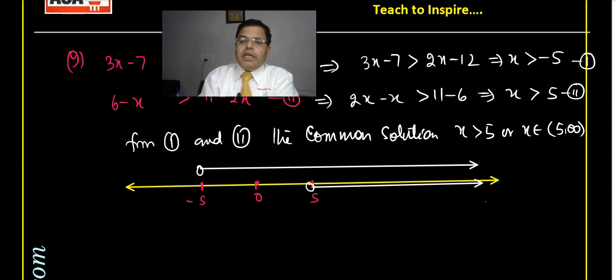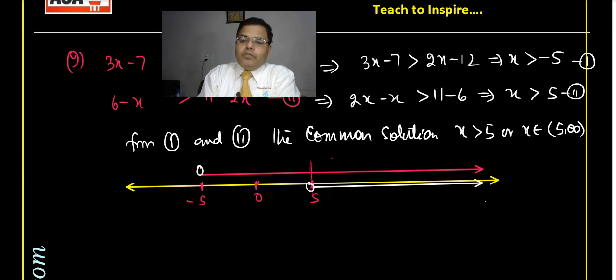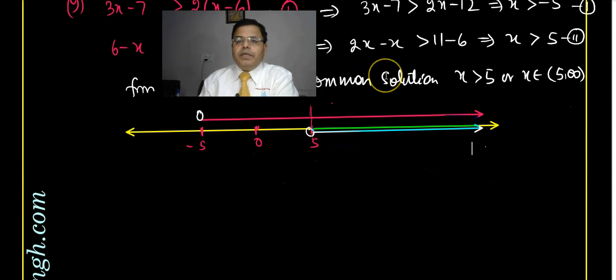So the common solution lies where both of the lines exist, right? Now we can write here the common solution lies between these two, from here to forward. So here the solution is 5 to infinity, that is from this place to infinity, this is the common solution. So this area represents the common solutions. I hope you got it. Now question number 10. And question number 10 is there.